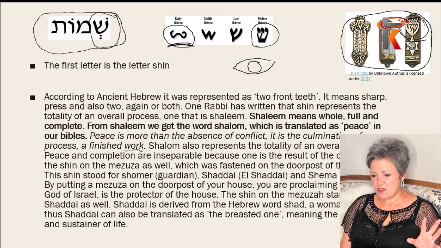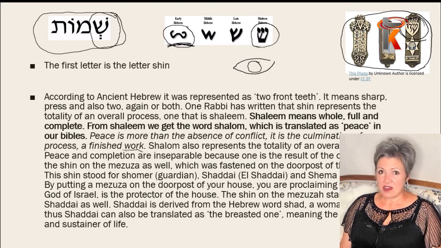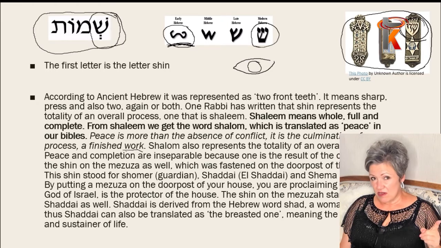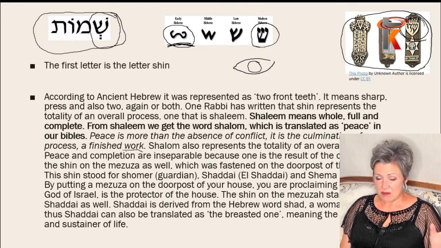So when you put up a mezuzah, you've got the Shin there. It says God protects your house. So not just any God, because there's a lot of gods in this world, but the Lord God of Israel, the God of Abraham, Isaac, and Jacob, is a protector of this house. Then Shaddai is also derived from the Hebrew word shad.